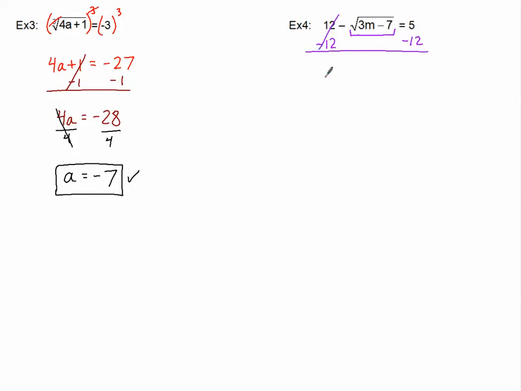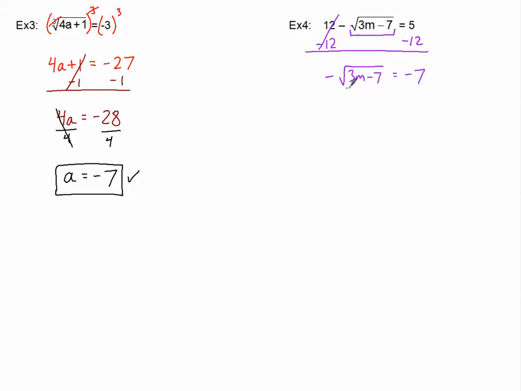I have a negative, and then the square root of 3m minus 7 is equal to negative 7. Now don't stop too early. This is not a square root equal to a negative. This is the negative square root equal to a negative. This negative sign, since it's still on the outside, needs to go away.